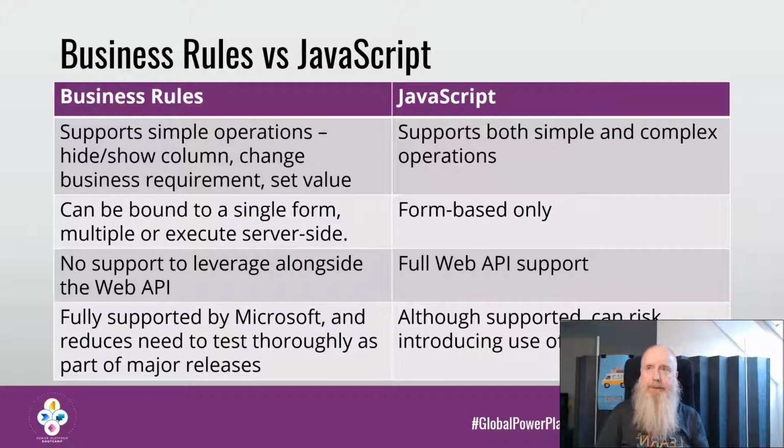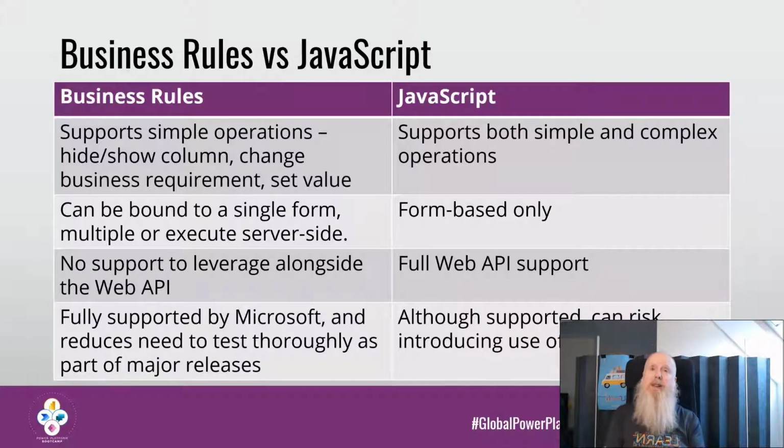But one of the real problems with business rules is they can't go outside the form or outside the record they're in. They can't really access other bits of data. They can only access fields and manipulate fields on that particular form or record. There is a point where your business rules become so complex, it's going to be easier to go to JavaScript.